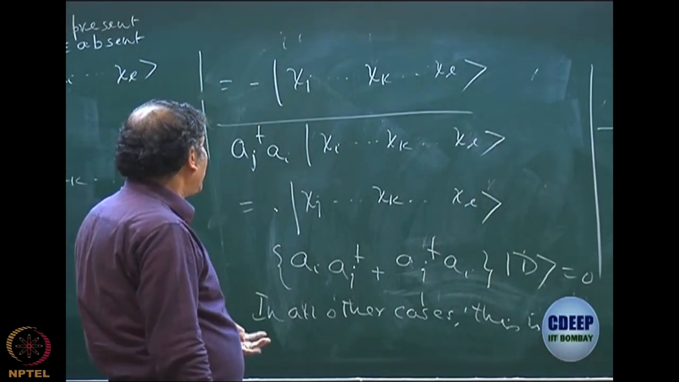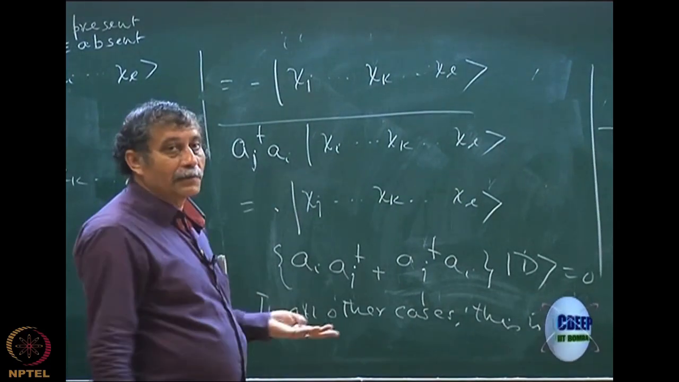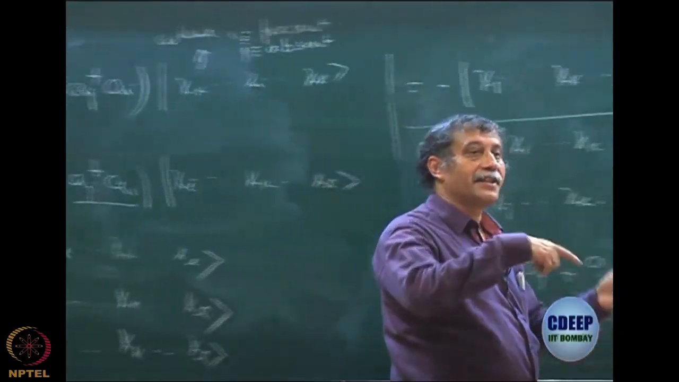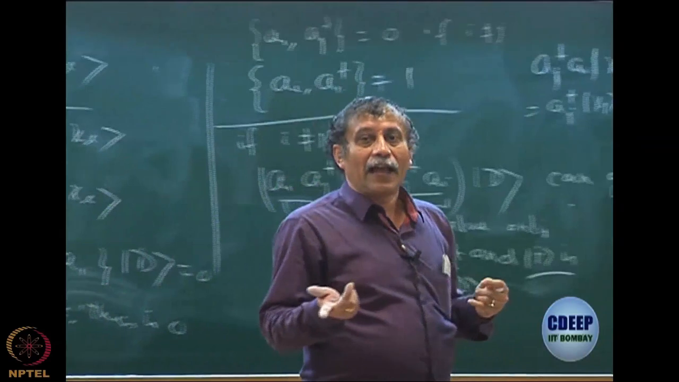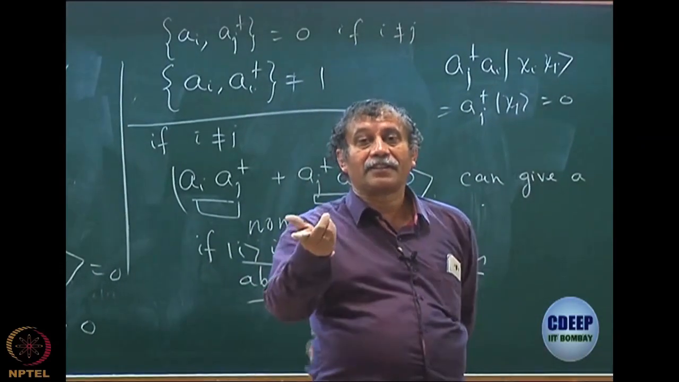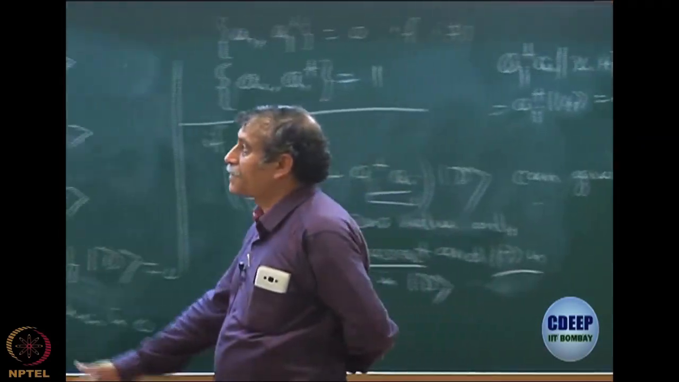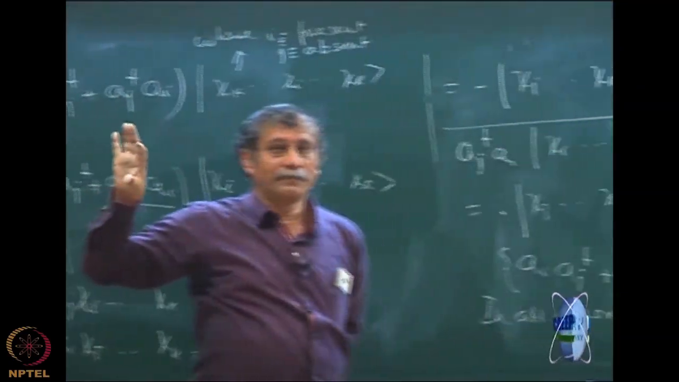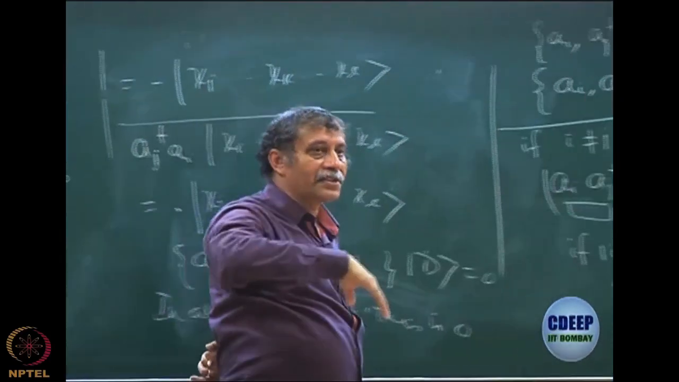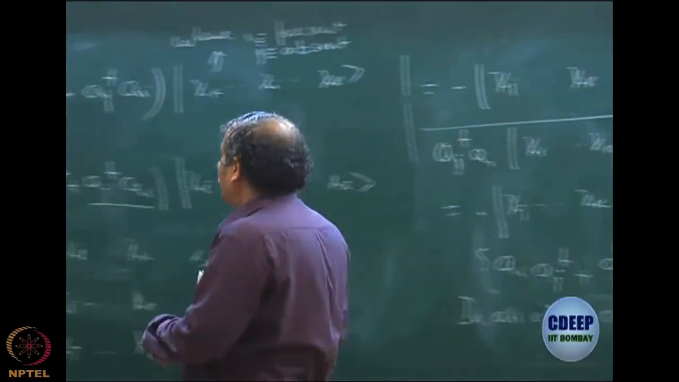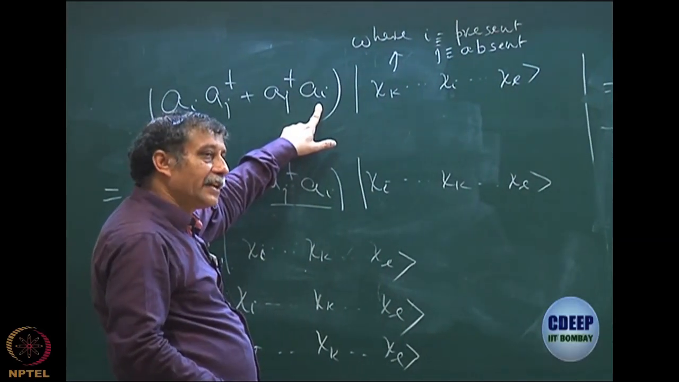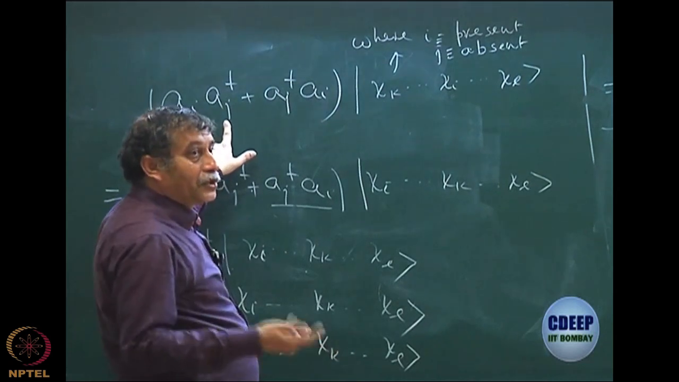If i is present. If i is absent, this a_i dagger a_i will become 0, but then the a_i a_i dagger will act. So either one of these two terms will be there, depending on whether i is there or not there. And in each case, you will get back the determinant. So basically, the sum of this is equal to 1. So either 0 plus 1 or 1 plus 0. So if i is present, then this will act, a_i dagger a_i. First it will annihilate, then it will create. You can't create first because i is already present.